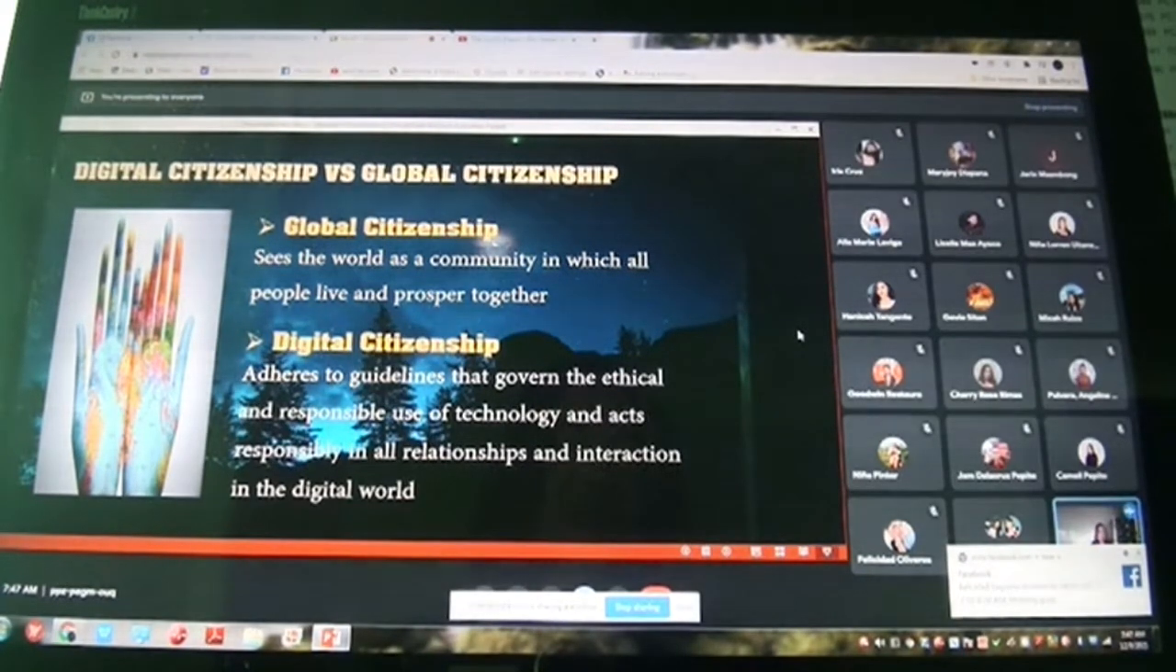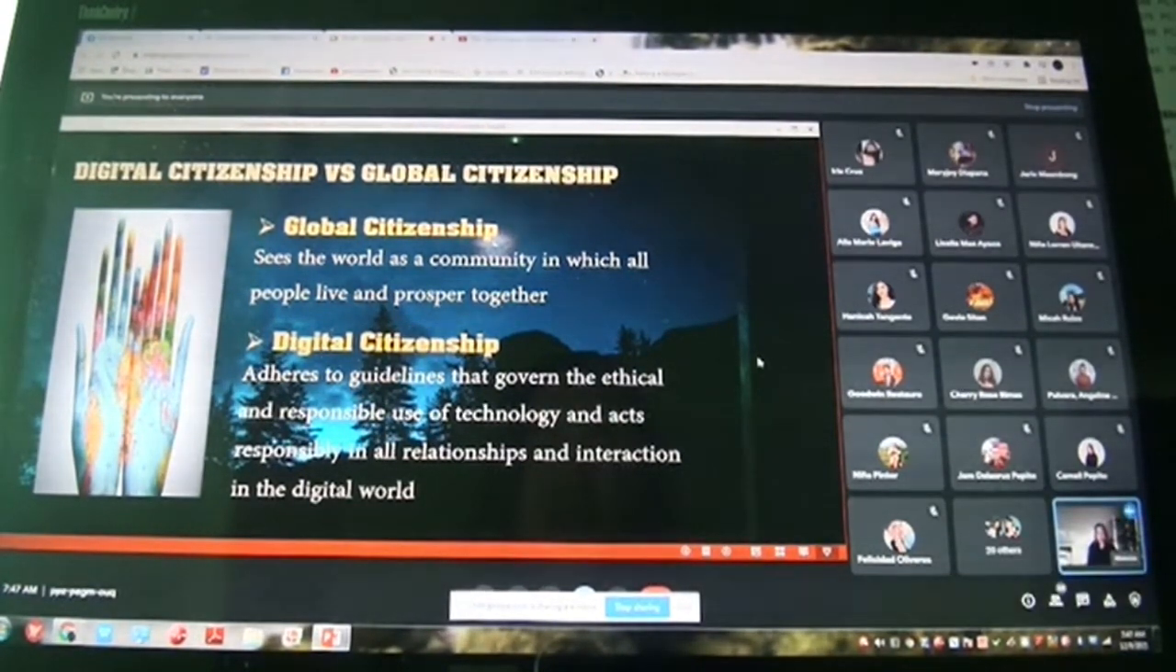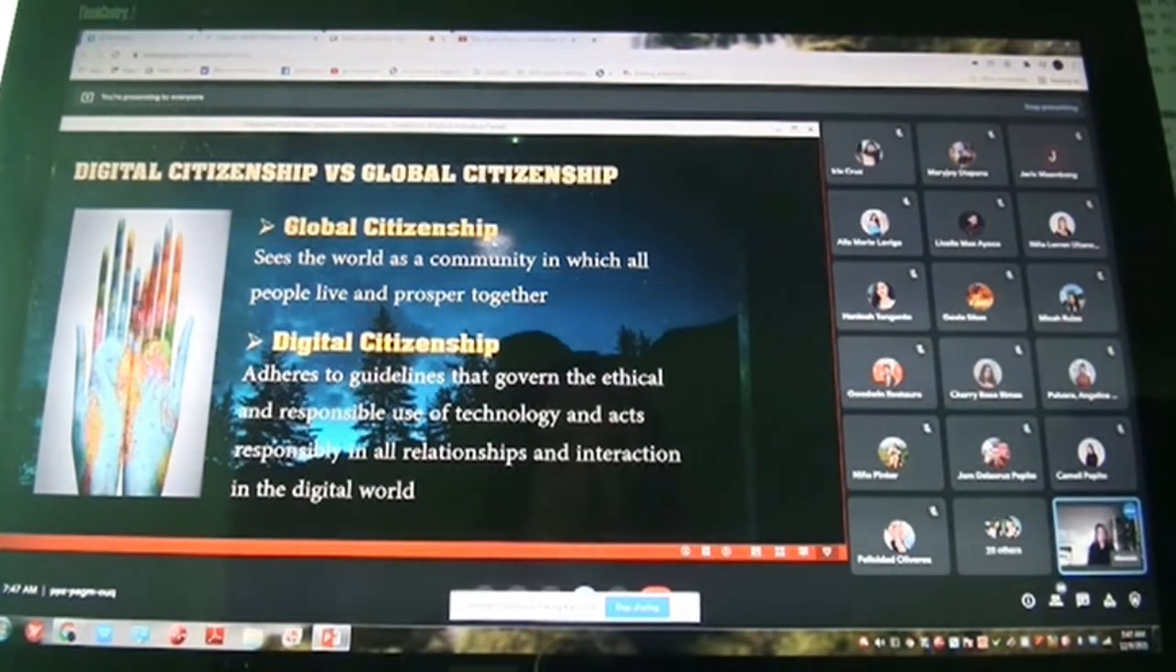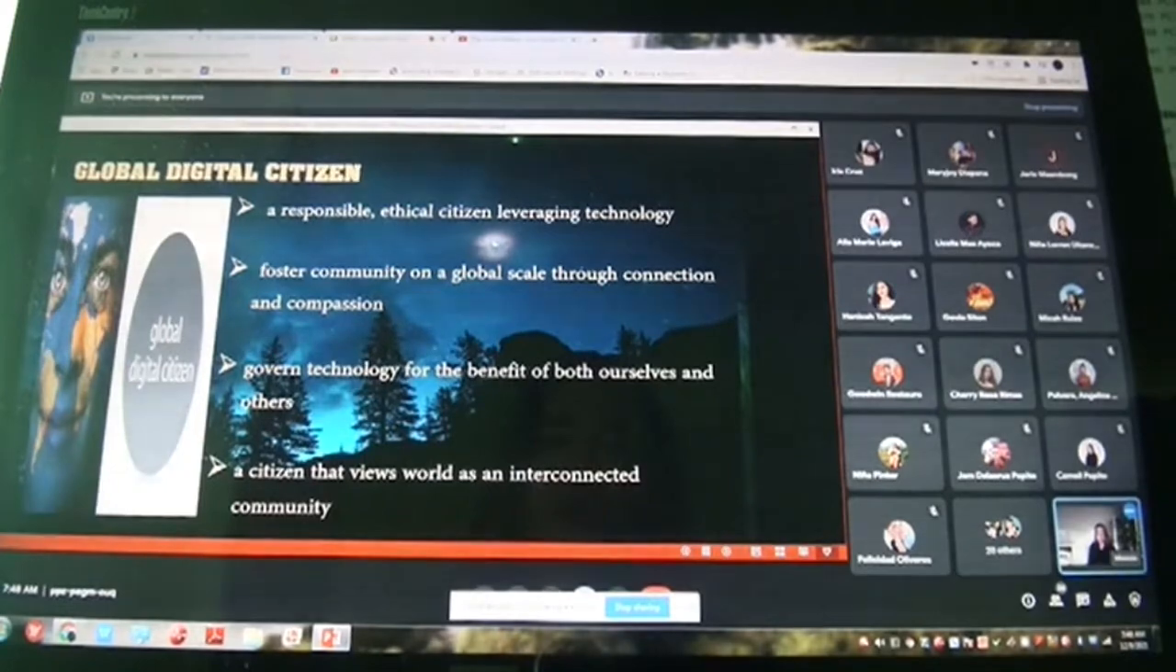The next one is digital citizenship, okay? It adheres to guidelines that govern the ethical and responsible use of technology and acts responsibly in all relationship and interaction in the digital world. So digital citizenship talks about ethics and responsibility in the use of technology. It involves the use of technology, how we govern ourselves in the use of this technology. The two words there, I think, are ethics and responsibility. Okay, so let's go to the next one.